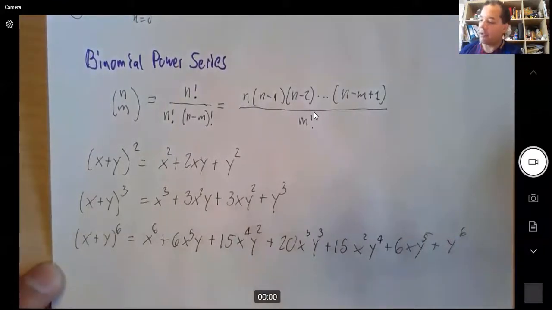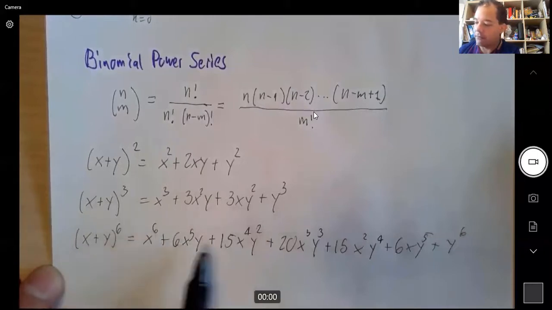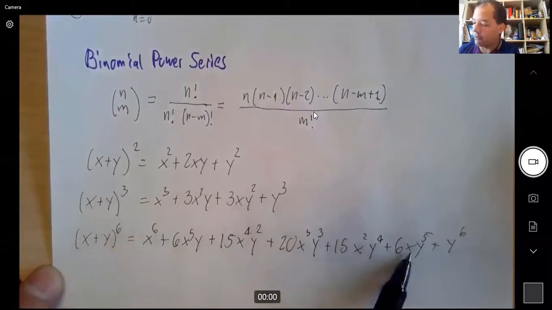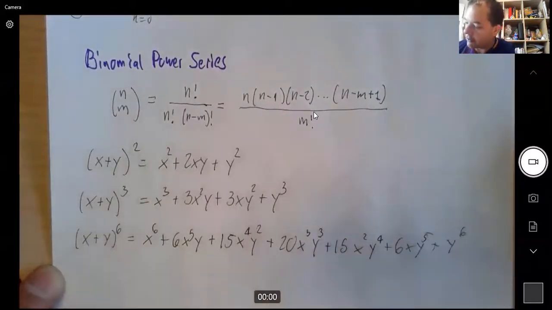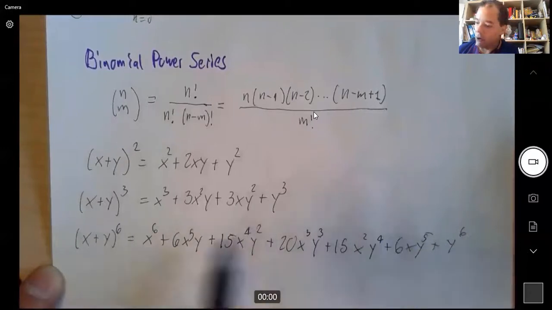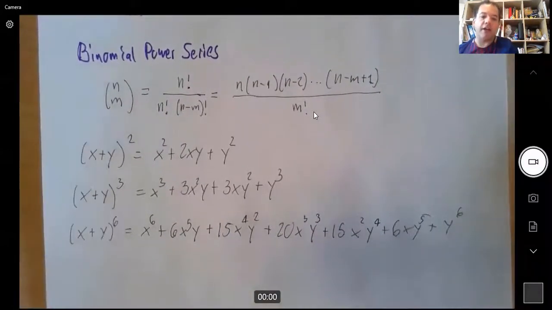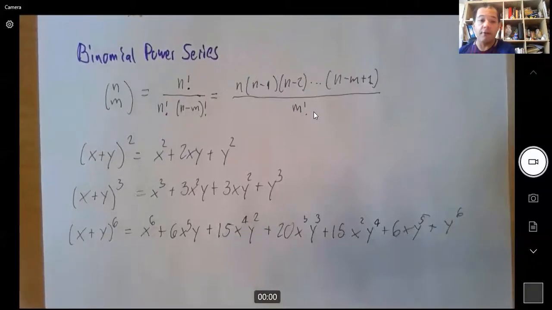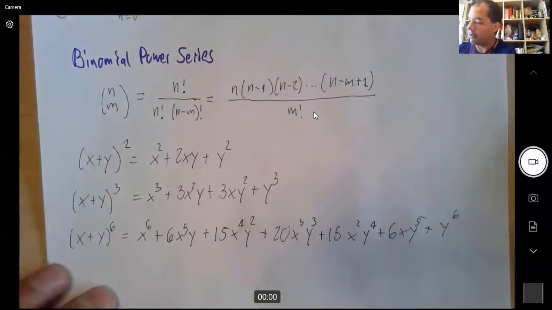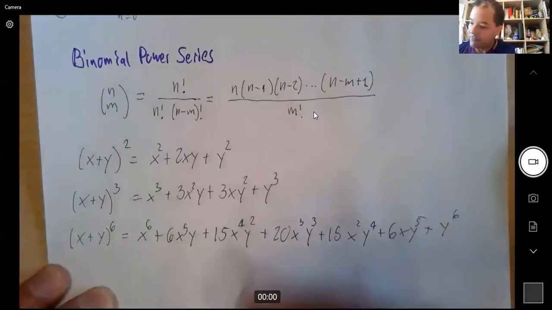And the terms are not that difficult because this is to the 6th, then to the 5th, to the 4th, to the 3rd, to the 2nd, to the 1st, and no x's. And the y's the other way around. No y's, to the 1st, to the 2nd, to the 3rd, to the 4th, to the 5th, to the 6th. All right, this is nothing that has to do with calculus. I just want to motivate where these binomial coefficients come from. All right, this over here is called the binomial coefficient.